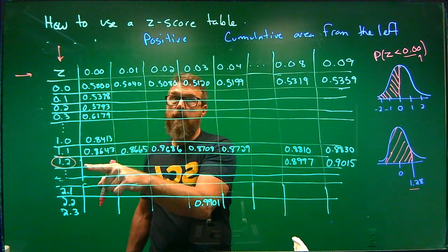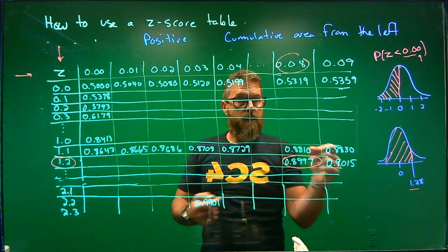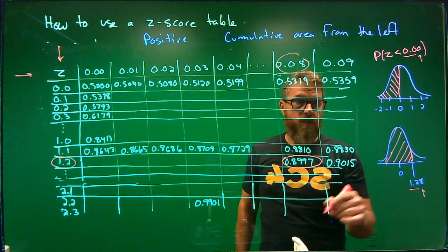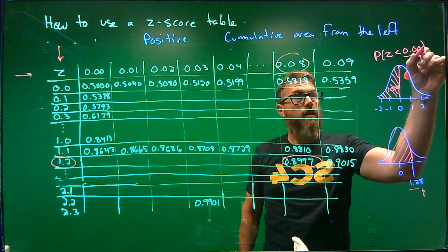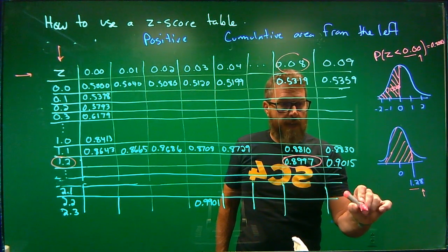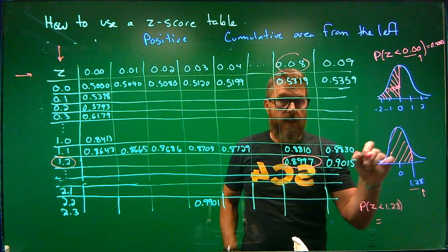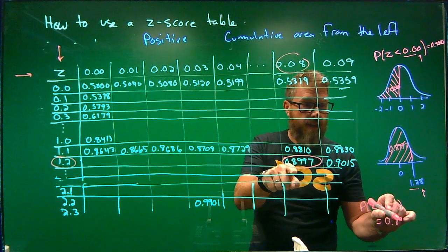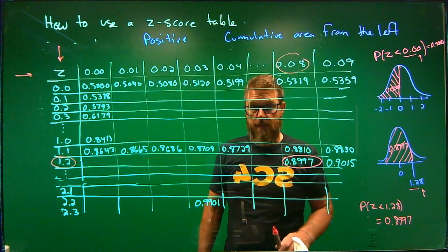So 1.2 here. I need 0.08 here. When I map these things down, I can see that the sum of the probabilities all the way up to that 1.28 is going to equal this 0.8997. So that's what this area is. Like this area was 0.5000, or just 0.5. Now the probability that your z-score is less than 1.28 is going to be equal to the area in here, which happens to be this 0.8997.